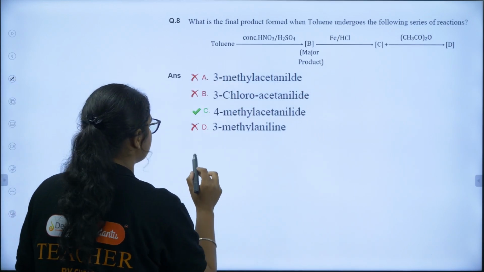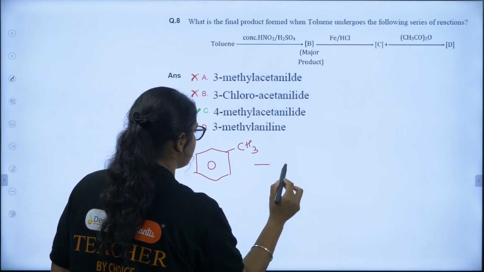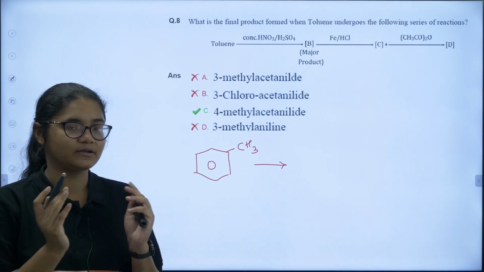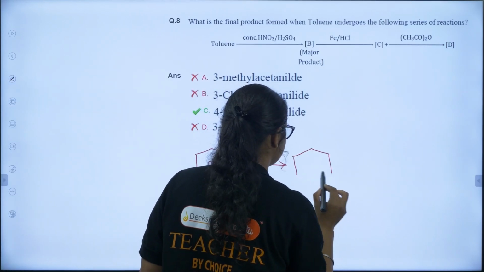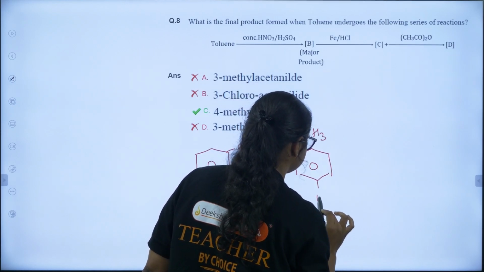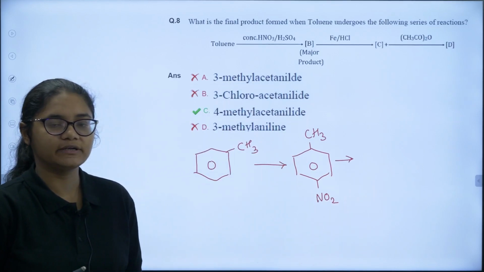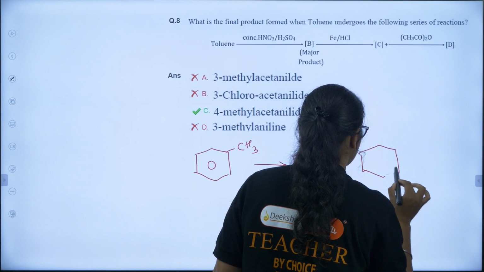Okay. Now next question, what is the final product when toluene undergoes the following series of reactions? So first we have toluene, that is your CH3 with a benzene ring. Then what we have done? Nitration. So toluene is an ortho-para directing group. So the NO2 group will be added at the para position. We know para is the major product. So we will have CH3 and then we will have NO2. Now if you have treated with Fe/HCl, it is a reducing agent. So NO2 will get converted to NH2.